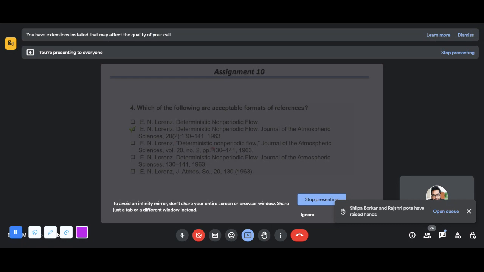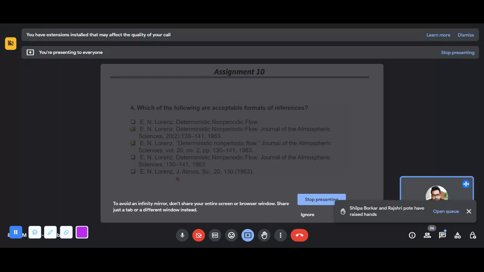The next one gives the name of the author, the name of the journal, the title of the paper, the volume, number, and page. All are there, so again this is also accepted. The third one gives the name of the author and all these things, but you can see the volume is not there, so it is not accepted.